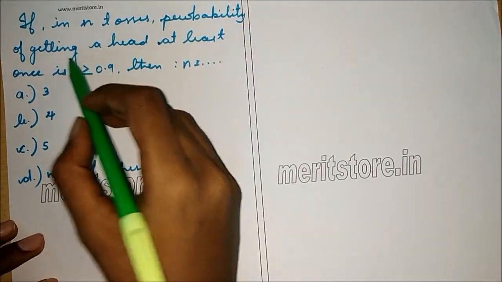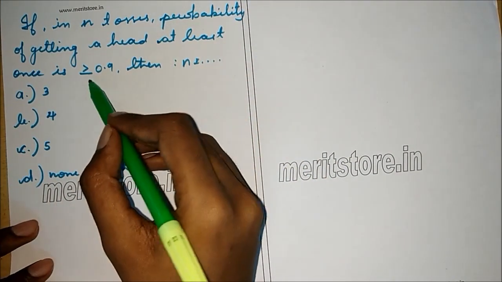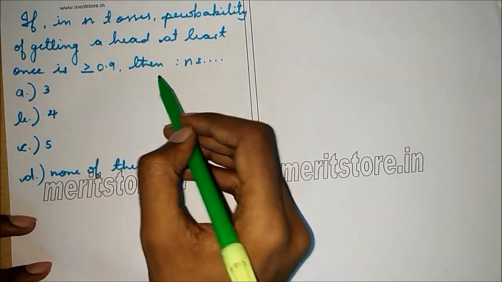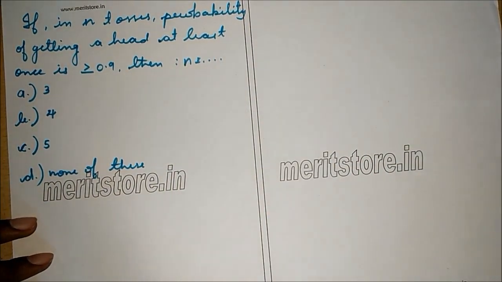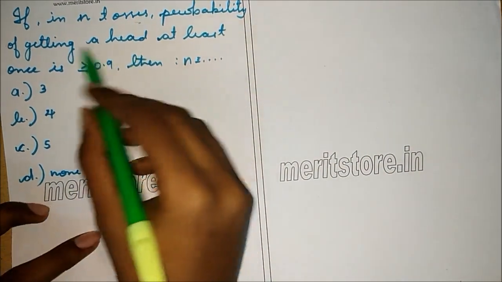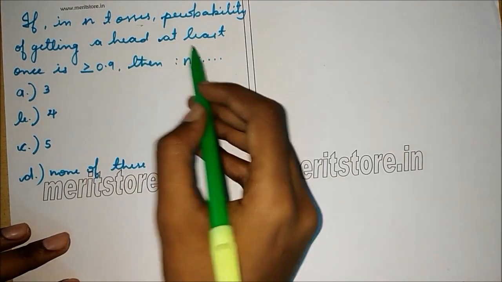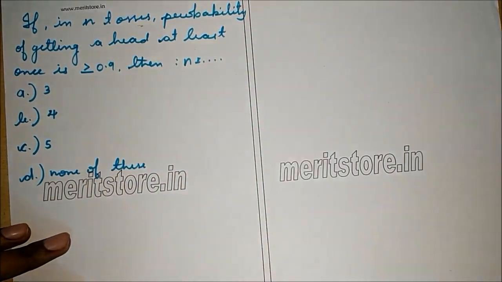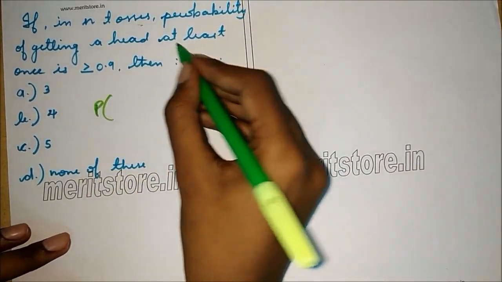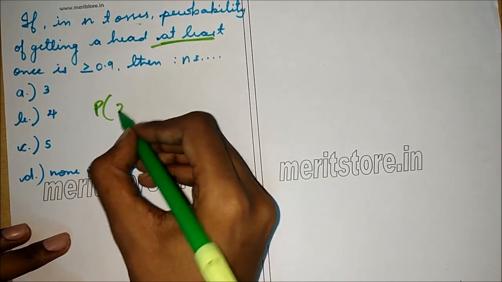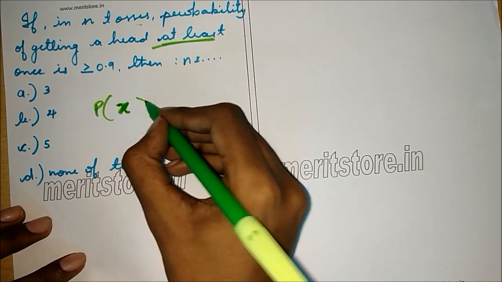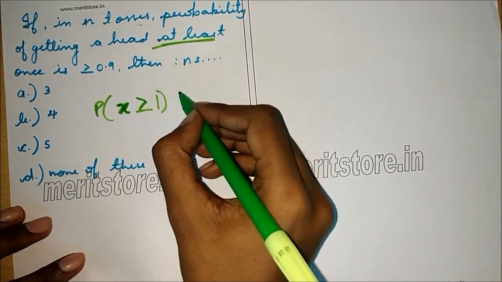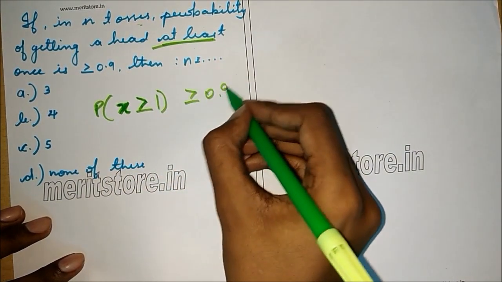If in n tosses, the probability of getting a head at least once is greater than or equal to 0.9, then what is n? We have to find the value of n. It is given that in n tosses, the probability of getting at least one head is greater than or equal to 0.9. That is P of x greater than or equal to 1, where x is the number of heads, and this is greater than or equal to 0.9.